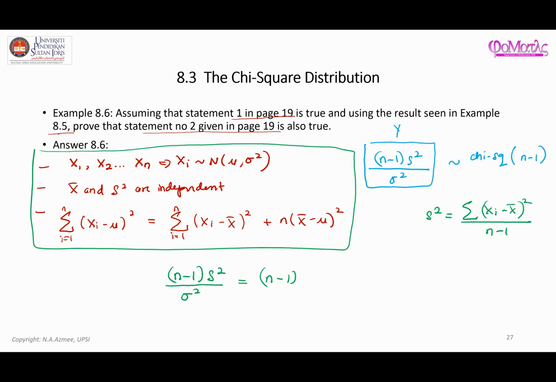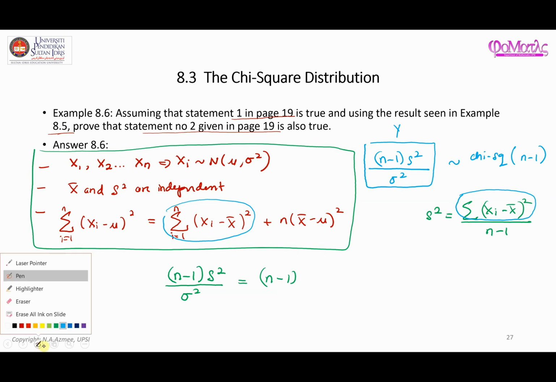And we are going to use this result here. That means I'm going to use this result, the summation of Xi minus X bar squared, which from this equation I know is equal to this guy minus this guy. So I'm going to write down what S squared is now.